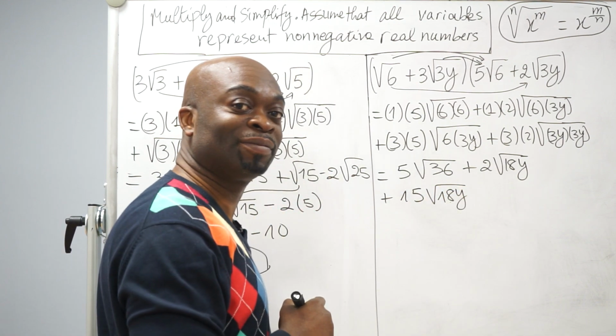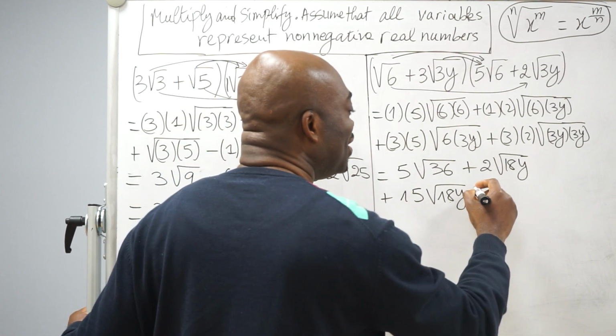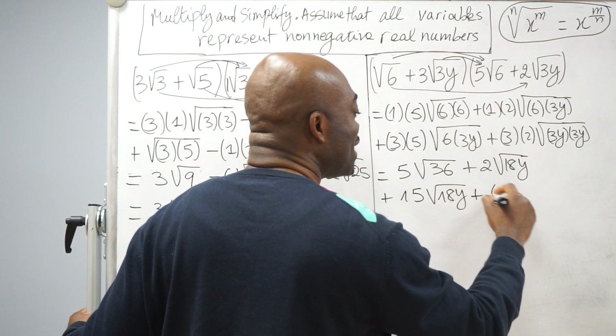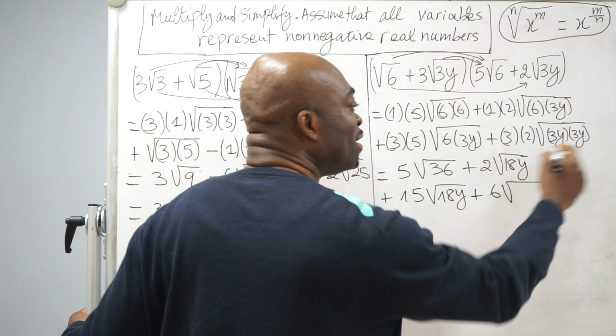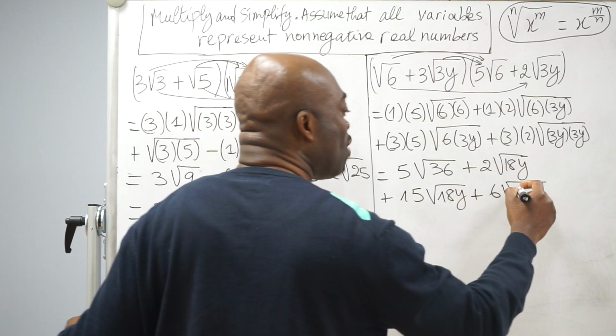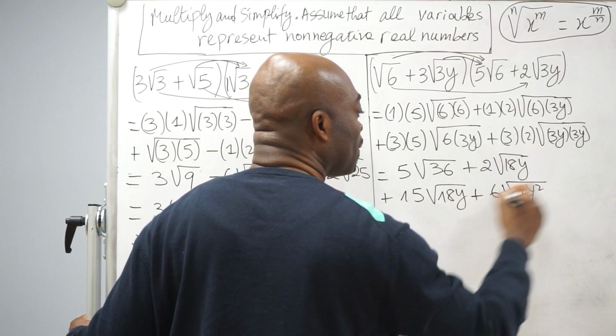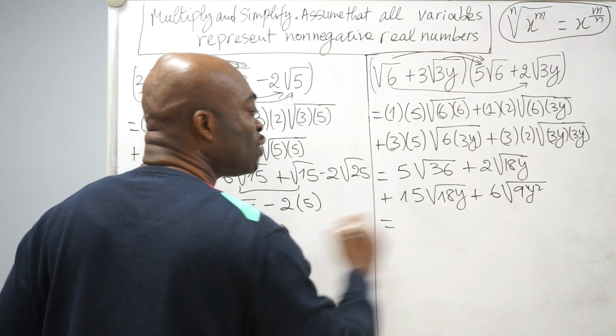Are you with me? Okay, don't fall asleep on me now. Plus 3 by 2 is 6, and then square root of 3y by 3y is 9y squared. Okay? And then this will be equal to what?